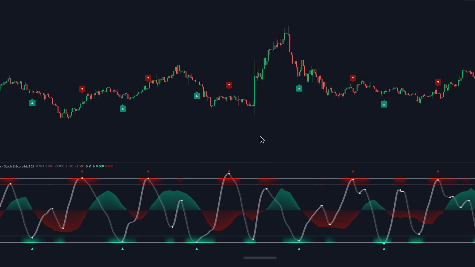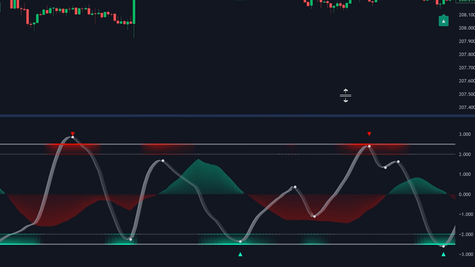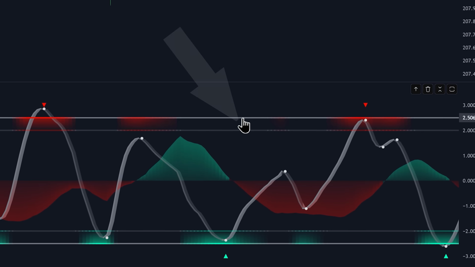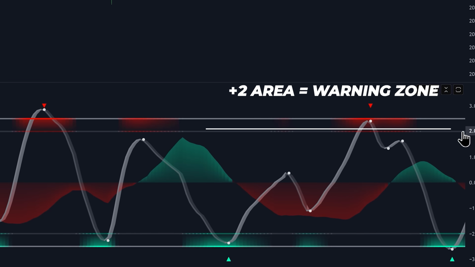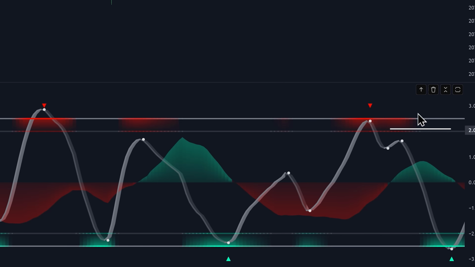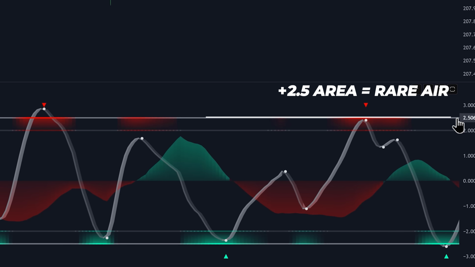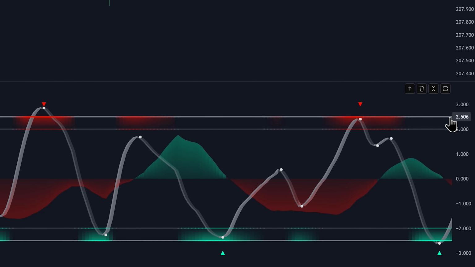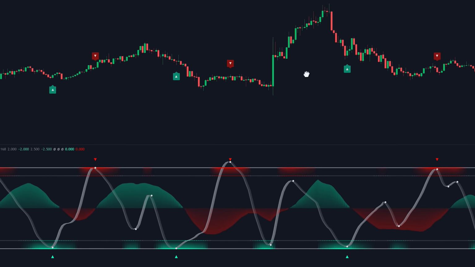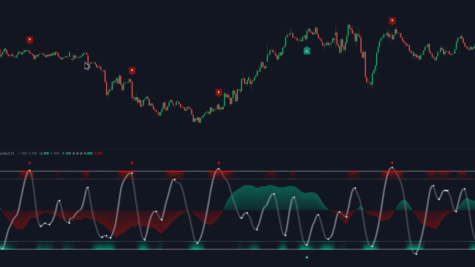On the oscillator, you'll also notice clear zone levels that matter a lot, the ±2 bands and the ±2.5 bands. Think of 2 as your warning zone, where momentum is stretched beyond what's typical, and 2.5 as the rare air zone, where price is extremely extended and you should be on alert for exhaustion. The indicator is built around these thresholds, so you can separate normal momentum from statistically extreme momentum without guessing.